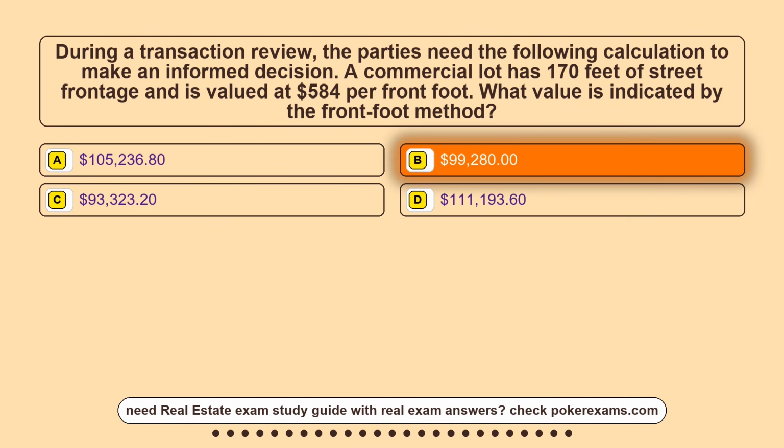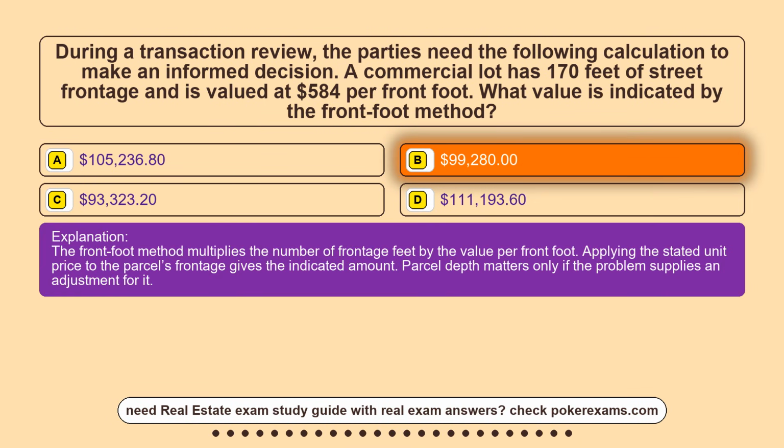$99,280. The front-foot method multiplies the number of frontage feet by the value per front foot. Applying the stated unit price to the parcel's frontage gives the indicated amount. Parcel depth matters only if the problem supplies an adjustment for it.